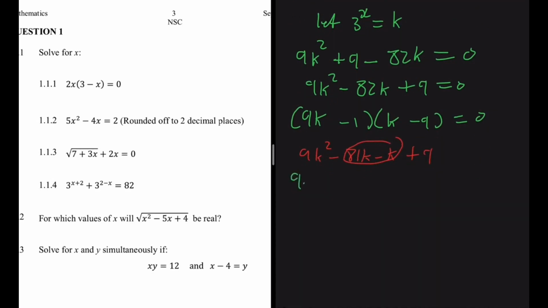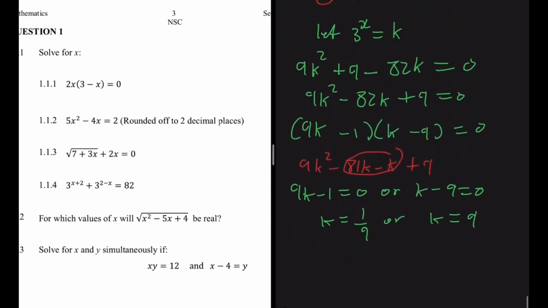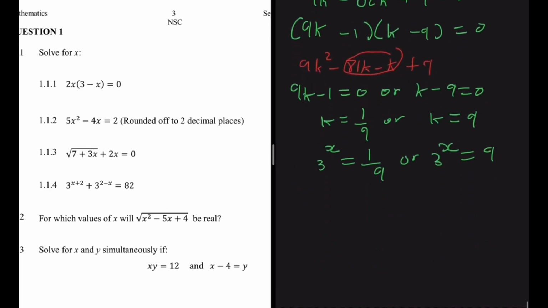So now we can say that 9k minus 1 is equal to 0, or k minus 9 is equal to 0. So k is equal to 1 divided by 9, and on the other side we have k being equal to 9. So we know fully well that k is 3 to the x, right? So we have 3 to the x being equal to 1 divided by 9 or 3 to the x being equal to 9.